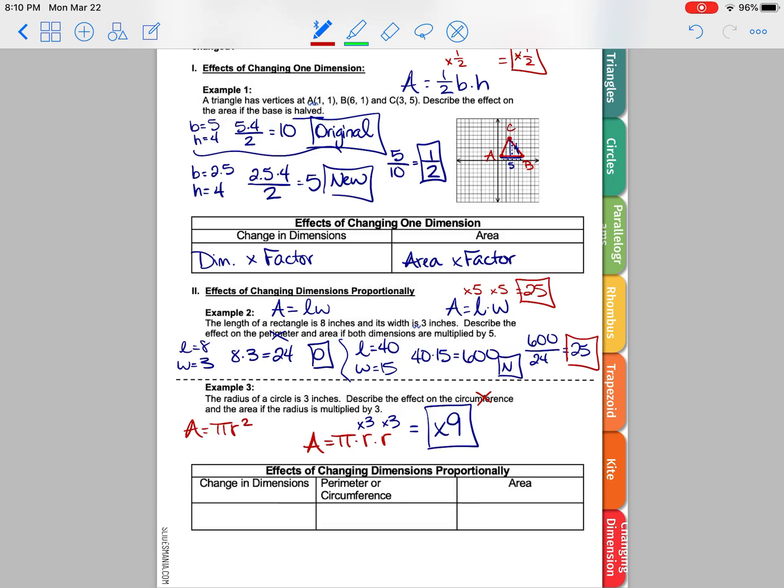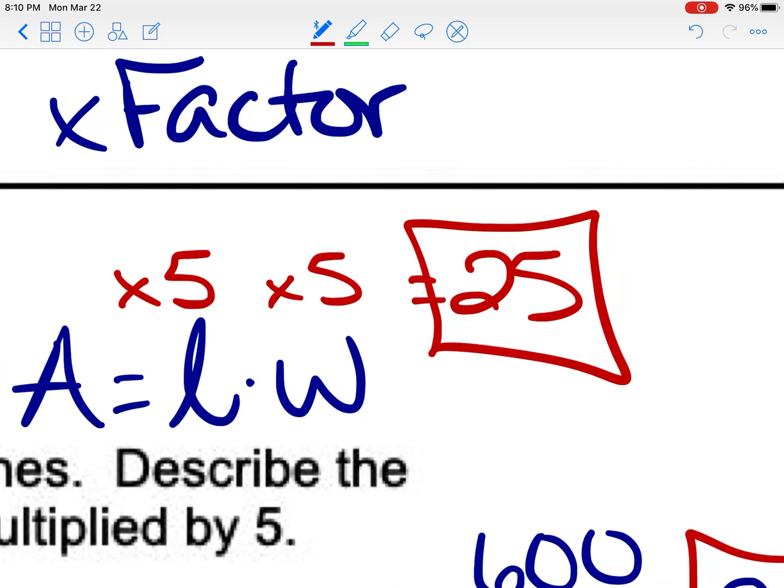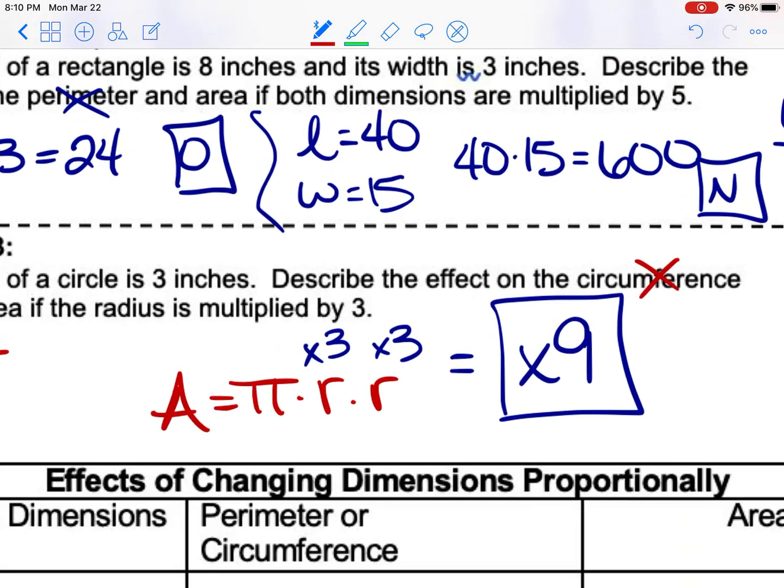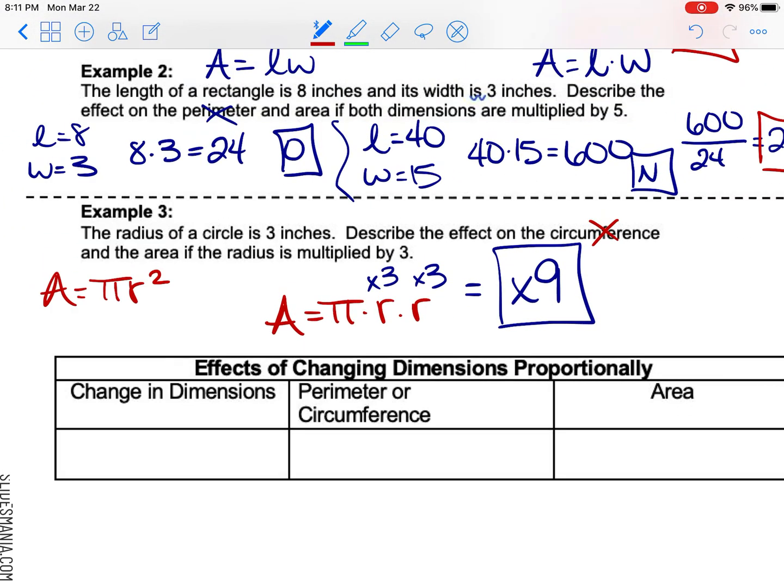If you look here, when you change both of them by the same thing, and you look at this one here, well, what's 5 times 5? 25. What's 3 times 3? 9. So could we say here that all we have to do for area is take our scale factor and square it? So if we changed them both by 4, we know that it would get 16 times bigger. If we change it by 2, we would know it got 4 times bigger. Do you have to remember that? No. Using this trick with the formula always works. And so I'm going to show you a few more options here.